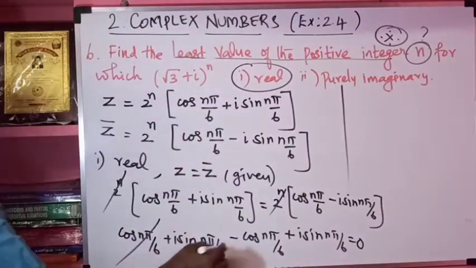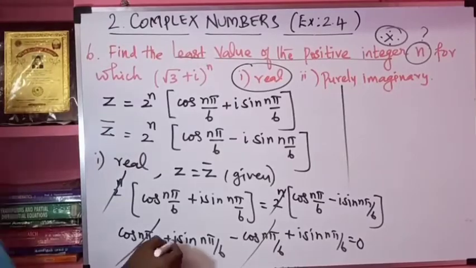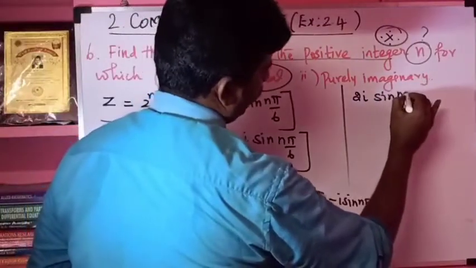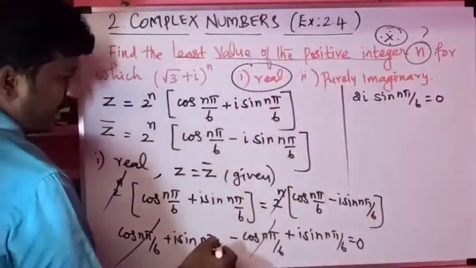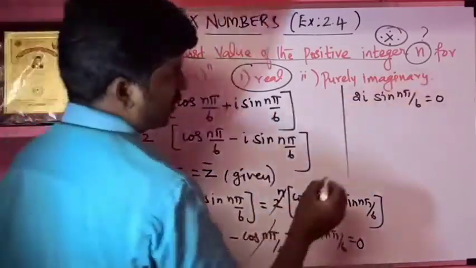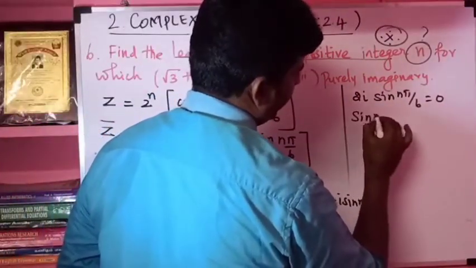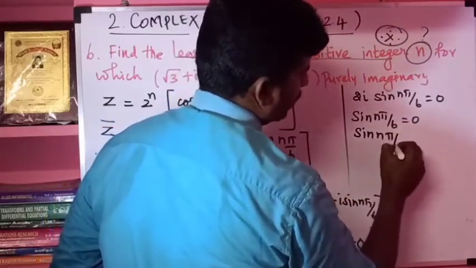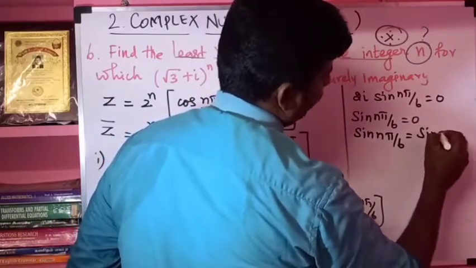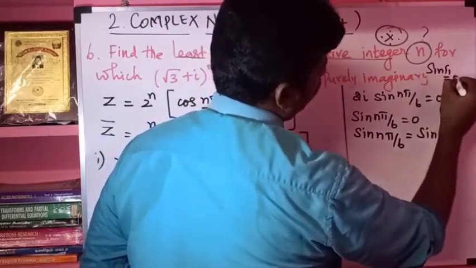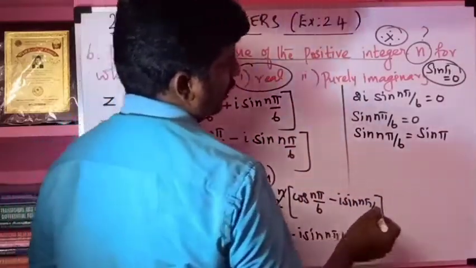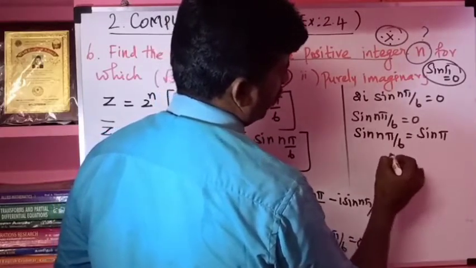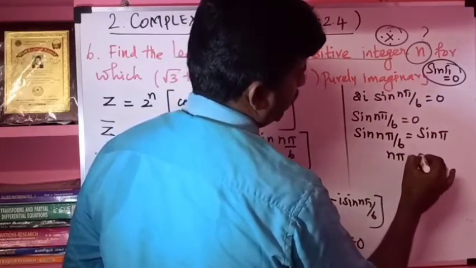Now the plus and minus cos n pi by 6 cancel. Adding the two terms gives 2i sin n pi by 6 equal to 0. The 2i can be carried across, so sin n pi by 6 equals 0. This can be written with 0 as sin pi, because sin pi is equal to 0. You have already studied this in 11th standard. So 0 can be written as sin pi. Now sin cancels on both sides, so n pi by 6 is equal to pi.